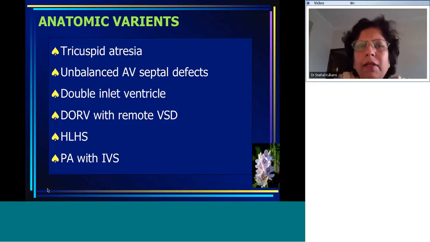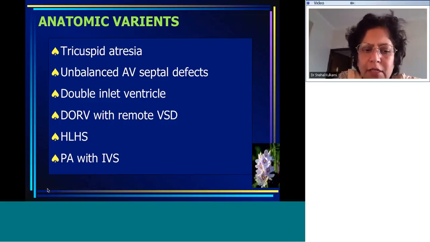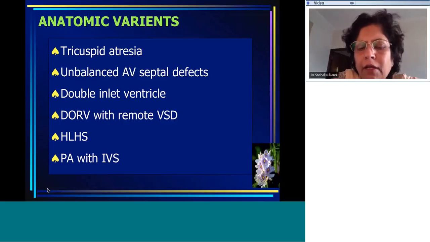Next, we have double inlet ventricles. We have two AV valves, but they are attached to only one ventricle, so eventually there is no interventricular septum. Then there is the variant of double outlet right ventricle with remote VSD. In this situation you have two independent, good-sized ventricles, but your ventricular arterial alignment is such that you cannot connect the left ventricle to the aorta without causing obstruction. So in spite of having two good-sized ventricles, we are not able to do a complete biventricular repair.